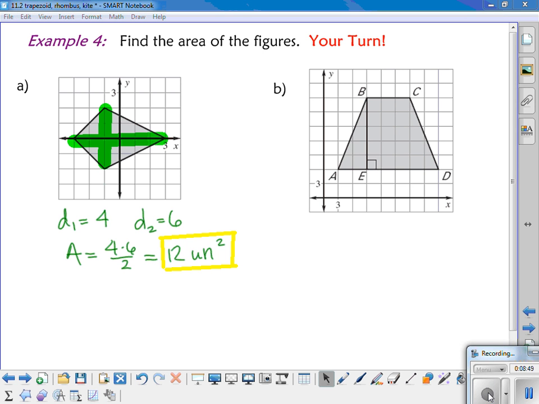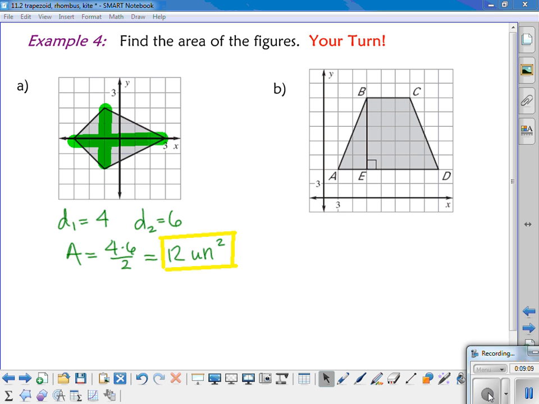All right, so if you look at the graph, you can see that one diagonal is 4 units long, the vertical one, and the horizontal diagonal is 6 units long. And so the area is half of the two diagonals multiplied together, so 4 times 6 divided by 2. And so you should have gotten 12 units square.